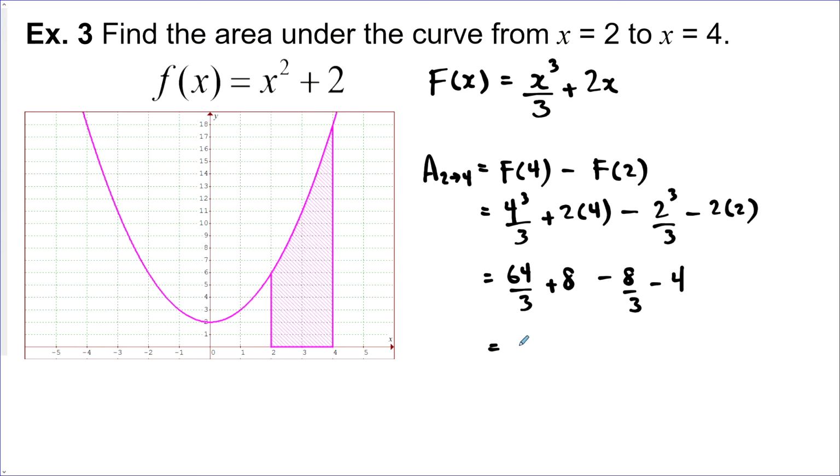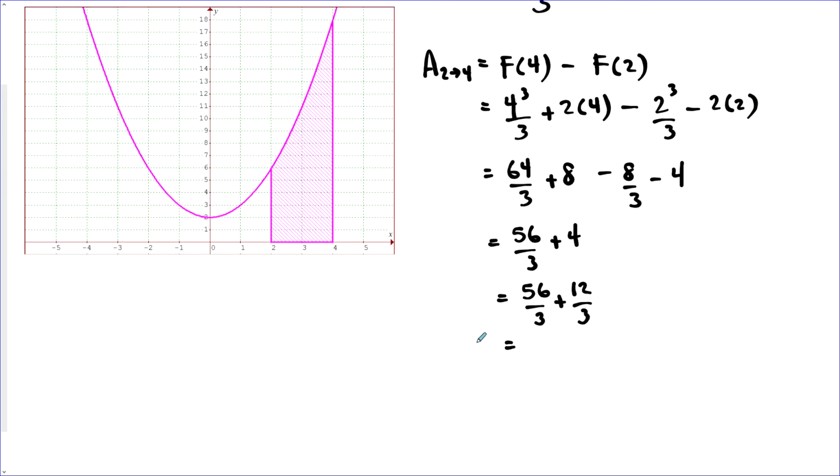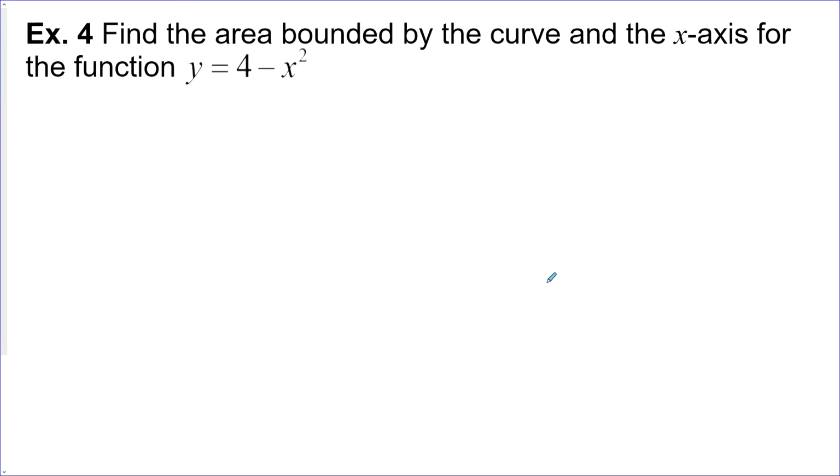And that would be 56 over 3 plus 4, so that's 56 over 3 plus 12 over 3, and that would be 68 thirds units squared.